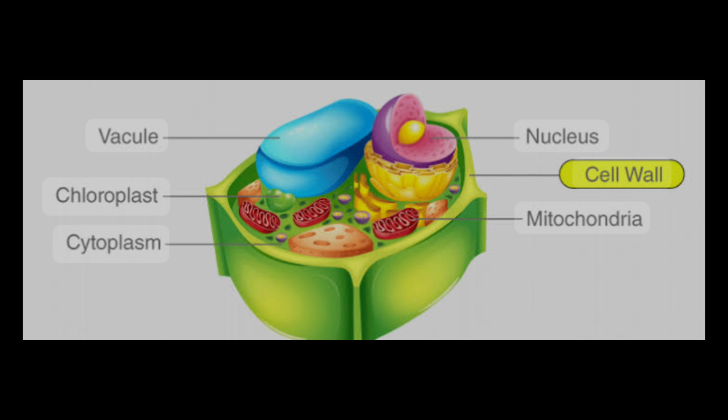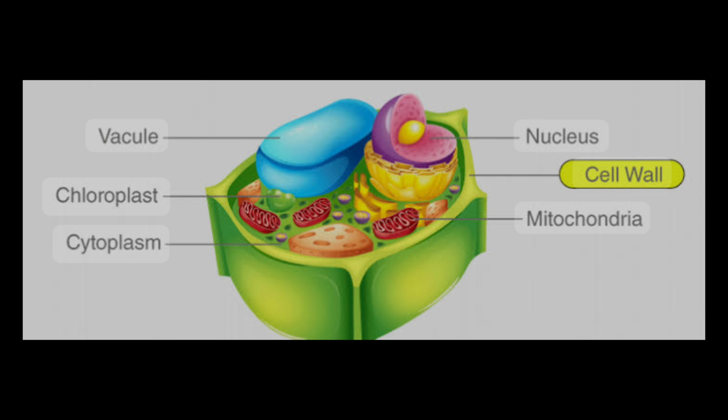Now we are discussing the cell wall. It is present in plant cells only. The main characteristics of the cell wall: first, it is outermost in plant cells. Second, it is a non-living rigid layer surrounding the plasma membrane. Third, it is freely permeable. And the fourth, it is mainly composed of cellulose.